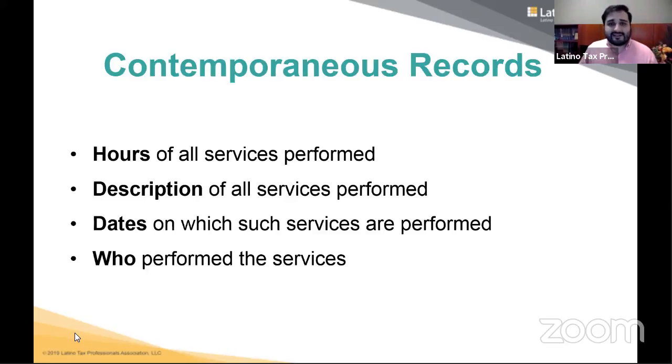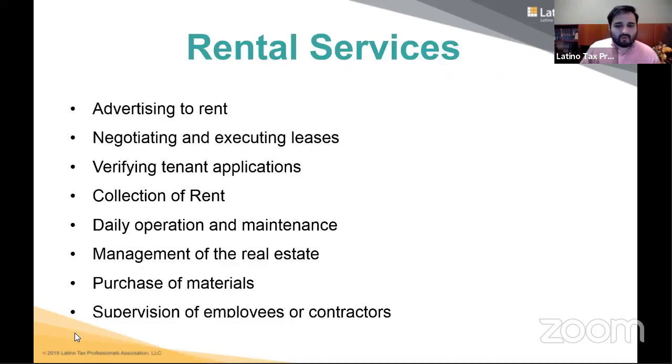trade or business. And again, the reason you want to consider your rental activity a trade or business is because it can qualify for a Section 199A deduction. What are some rental services? You have advertising to rent, negotiating and executing leases, verifying tenant applications, collection of rent, daily operation and maintenance, management of real estate, purchase of materials, and supervision of employees and independent contractors. All these are considered rental services.